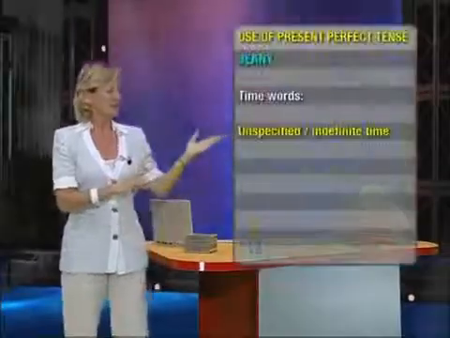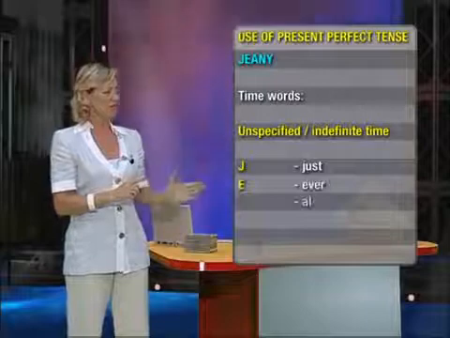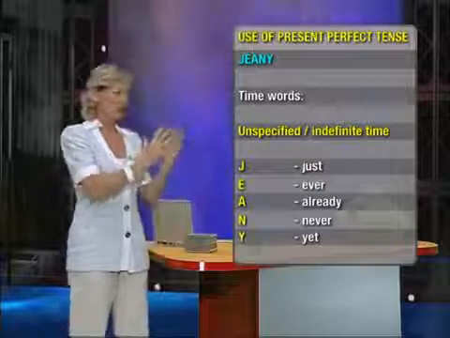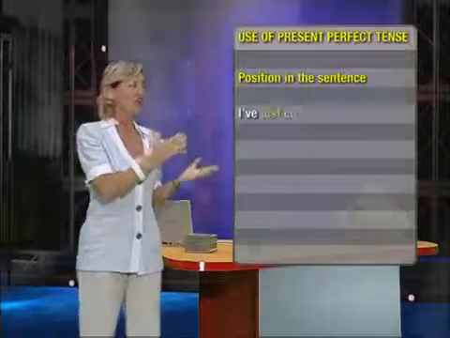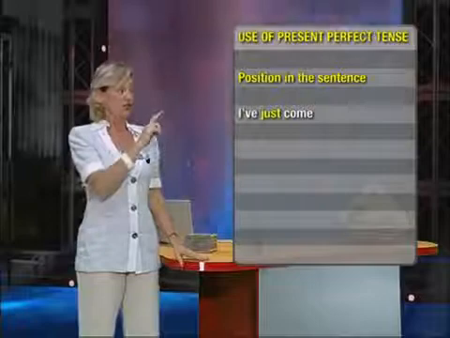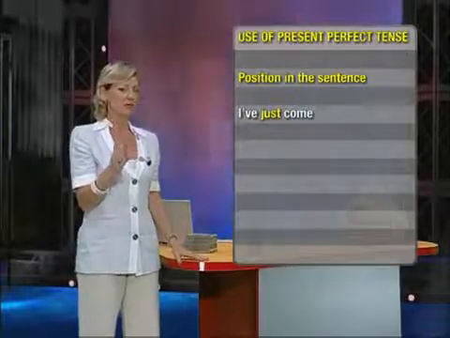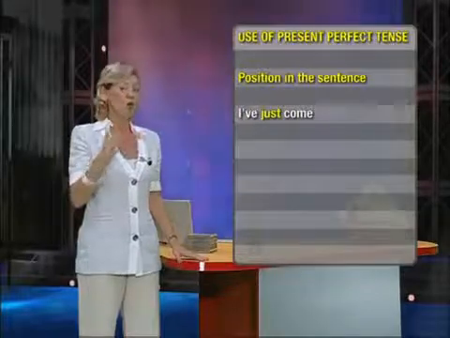So yet. I want to look at these on the screen with you now and see where we put them in the sentence, because that's important. Just, ever, already, never, yet. There they are. You see them written. Just, ever, already, never, yet. So, they are indefinite time words. Look at them in the sentence. I've just come. Do you notice where it is? It's before the past participle, after the auxiliary, before the past participle.